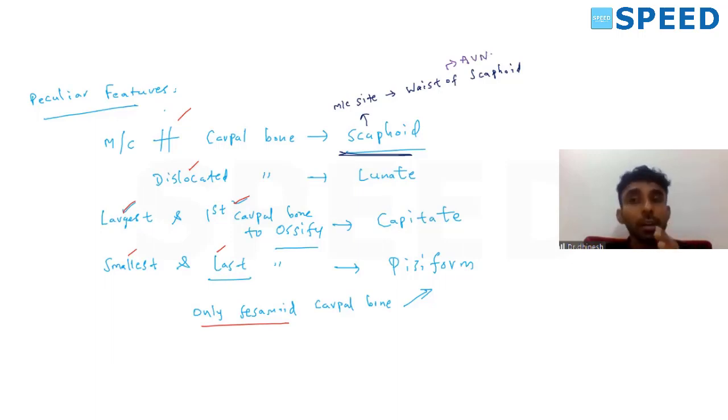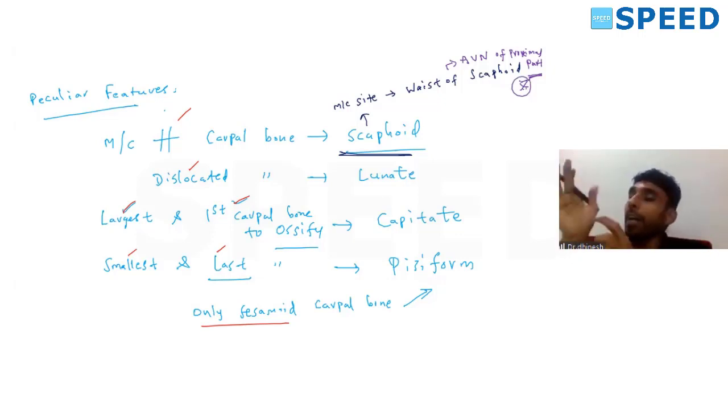That means avascular necrosis of which part of scaphoid bone? I will give you 2 options. Is it proximal part or distal part of scaphoid? Yes, avascular necrosis of proximal part of scaphoid. It is not distal part, it is proximal part. Please remember, because the scaphoid bone receives blood supply from distal to proximal direction. So if there is fracture of the waist of scaphoid bone, it will lead to avascular necrosis of which part? Proximal part of scaphoid bone.